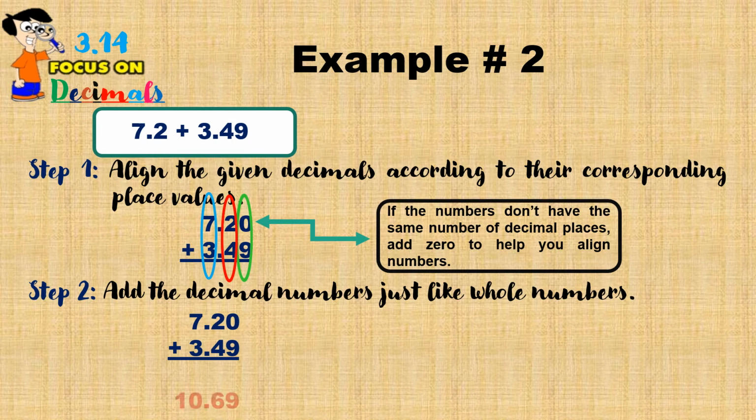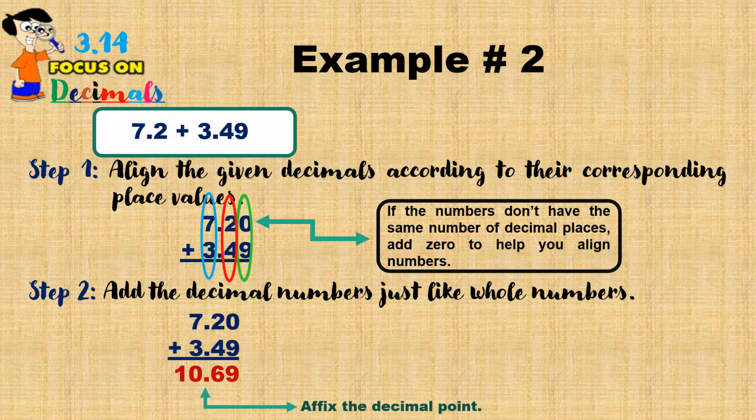0 plus 9 equals 9. 2 plus 4 equals 6. 7 plus 3 equals 10. So 7.20 plus 3.49 equals 10.69. Do not forget to affix the decimal point.